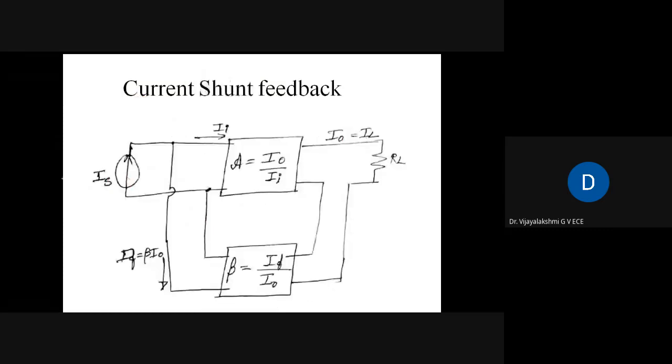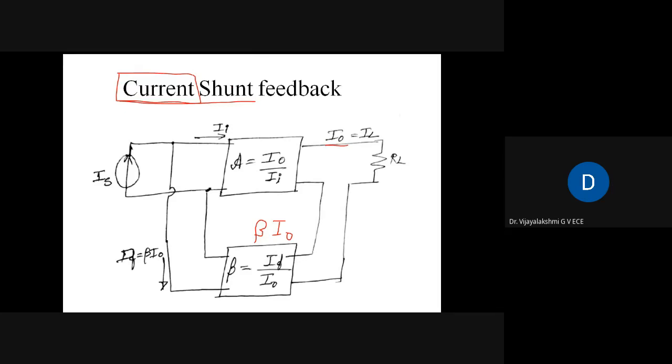So the last one is current shunt feedback. So current shunt. What does the first term indicate? We are taking the output current signal from the output. So the first term is current. So from the output I am going to take current. The output current is indicated as I naught, and the feedback factor is beta. So from the output I am taking part of the current. So that is beta times I naught. Fine. So beta times I naught has to be fed as what?